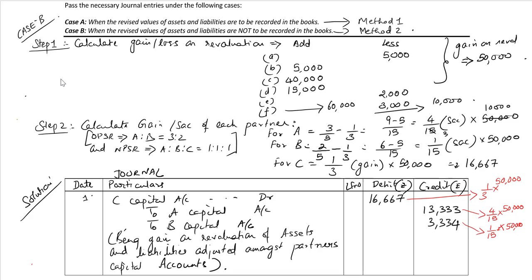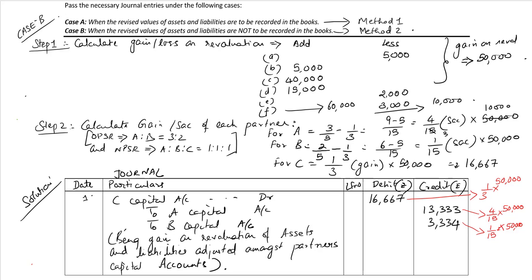So these are the steps in method 2. The first step is to calculate the gain or loss on revaluation. The second step is to calculate the gain and sacrifice of the partners. We'll debit the gaining partner and credit the sacrificing partner if there's a gain on revaluation, and do the reverse in case of loss on revaluation. And to get the amounts to be debited or credited, we will take the gain or loss on revaluation and multiply it by the share of gain or share of sacrifice of each of the partners.